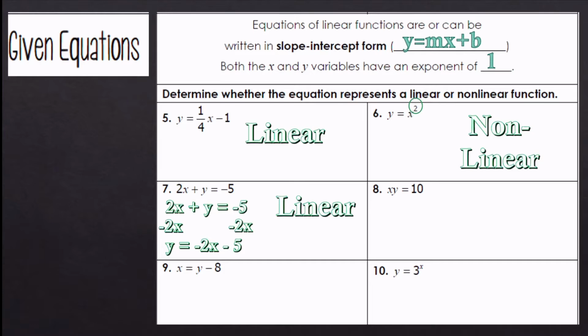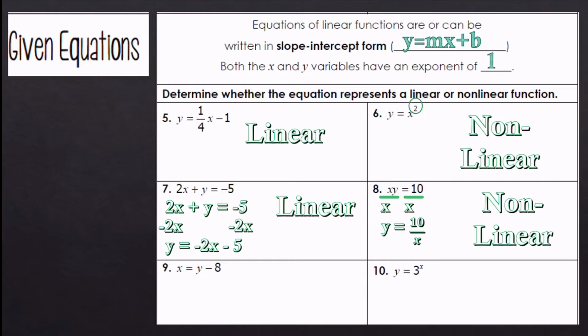So we got to be careful here, because in number 8, if I got y by itself, I have y equals 10 divided by x. That is not linear. Slope-intercept form is a number times x, not divided by x. That is a different graph. X there does not have an exponent of 1. It's actually a negative 1, and we will get into that later, but you need to write that in. This is nonlinear.